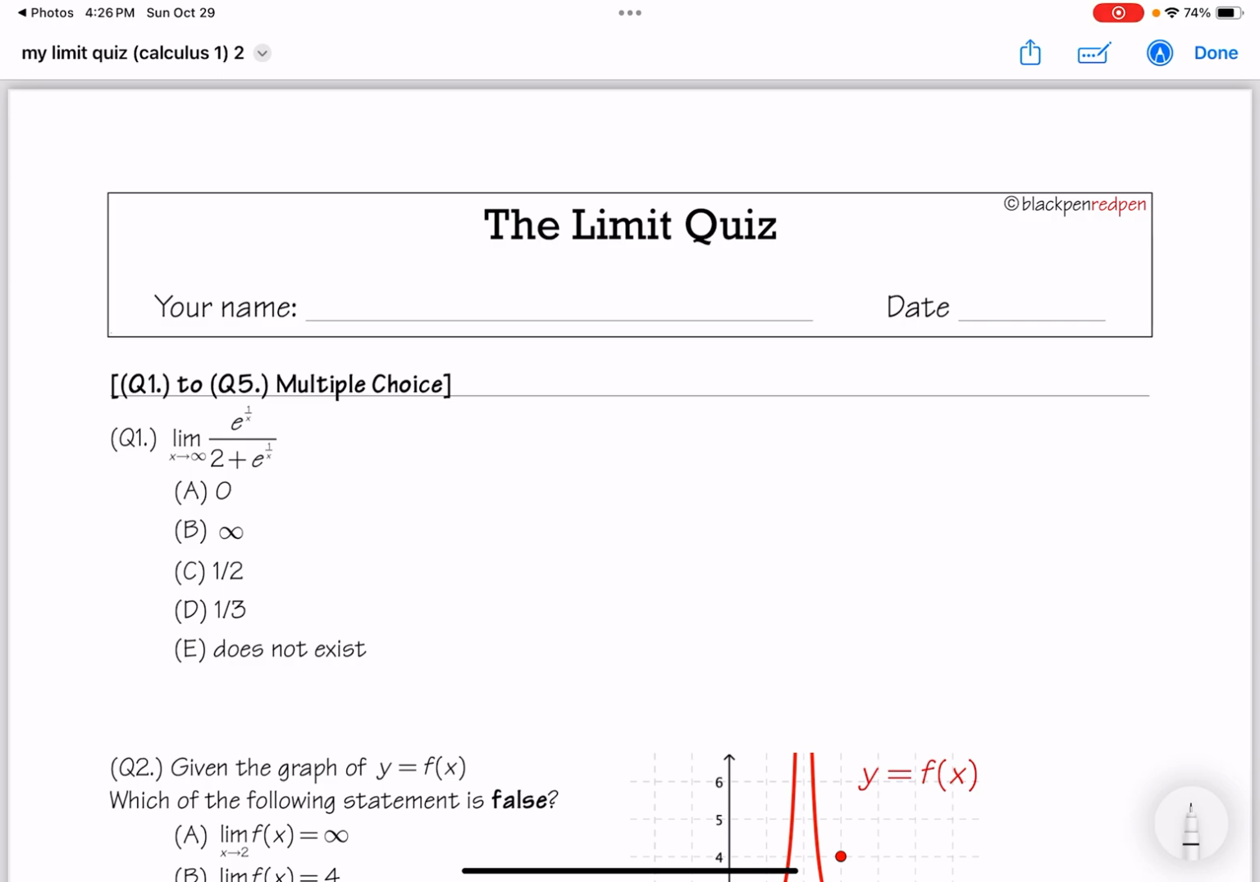Okay, question number one, it's a limit problem, limit as x goes to infinity. So let's take a look, and let's see if we can evaluate this quickly. Remember, on a multiple choice exam, you're not being graded for the work, you're being graded for the choice.